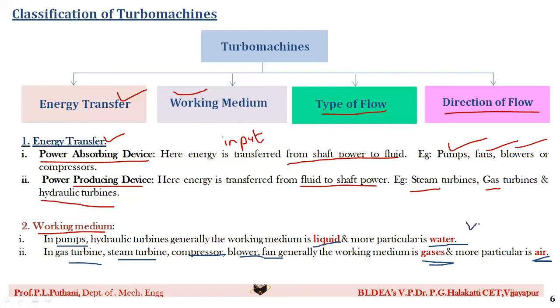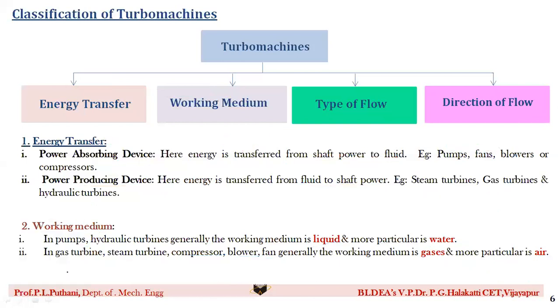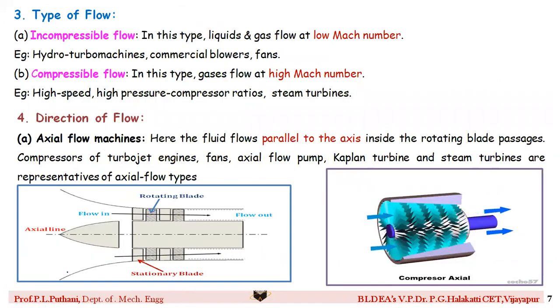Either one is water, especially for the pumps. If you are going for turbines, compressors, blowers or fans, then you use gas as the working medium, and especially in that, air is the best preferred gas. This is the second factor. Then the third factor is the type of flow, which type of flow is happening.